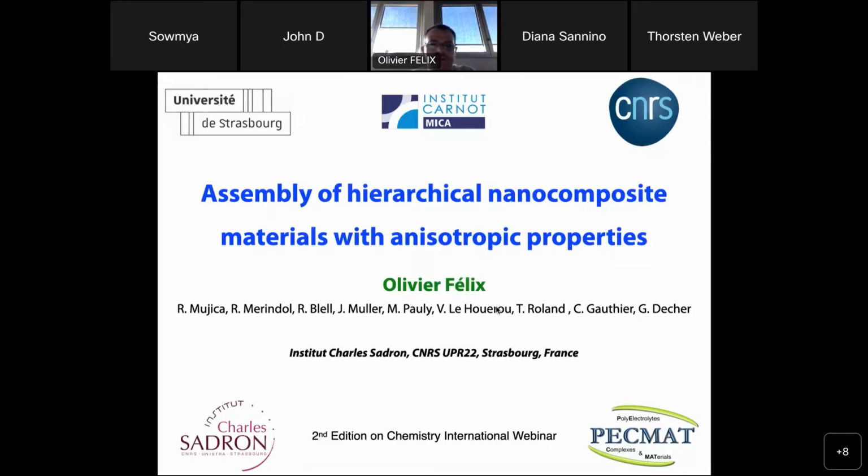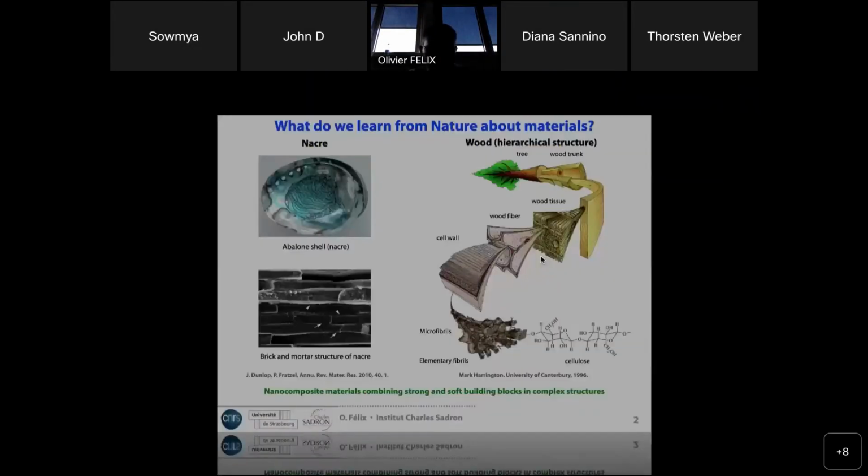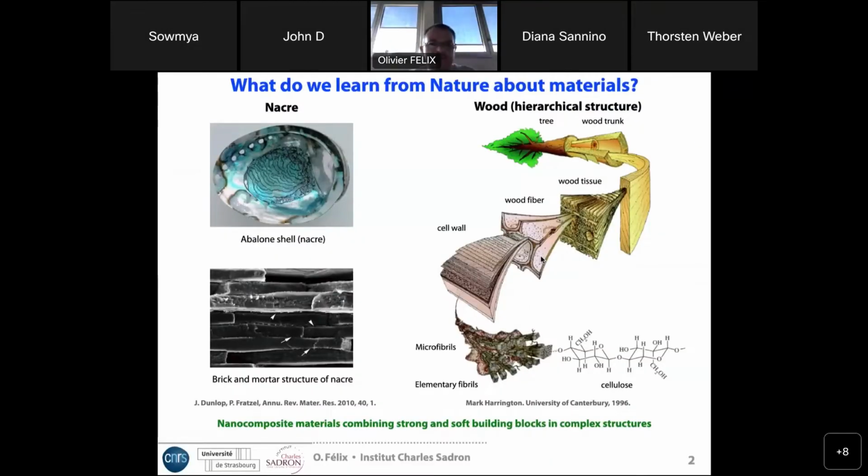And in the next 20 minutes, I would like to show you how we were inspired by nature to prepare nanocomposite material with anisotropic properties. Through evolution, nature has developed nanocomposite material with complex structures and outstanding properties simply by combining strong and soft building blocks by a molecular assembly. On this slide, you can see two examples.